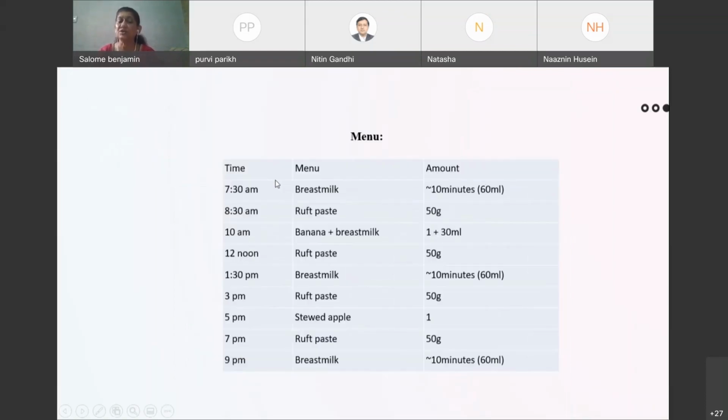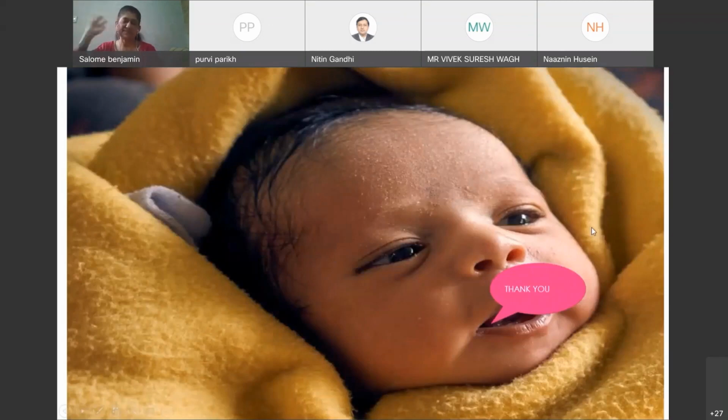So write your menu, like starting with 50 gram for your breakfast, and how you are dividing the 200 gram. So 4 times in a day your RUTF, then breast milk as many times as possible. That is what I will advise. And if the child is ready to take anything else, like any mashed banana or anything, then you can incorporate that for energy. Thank you very much.